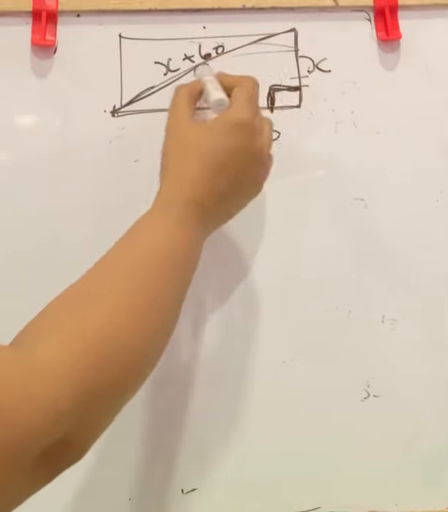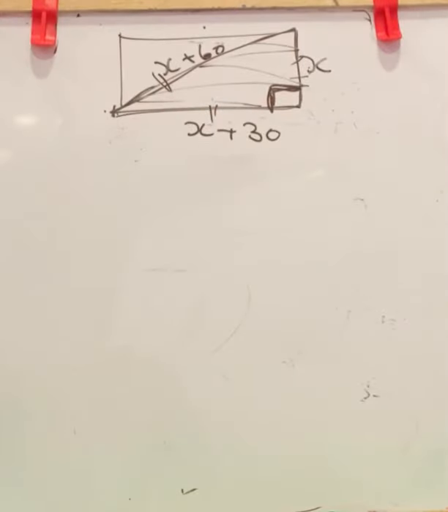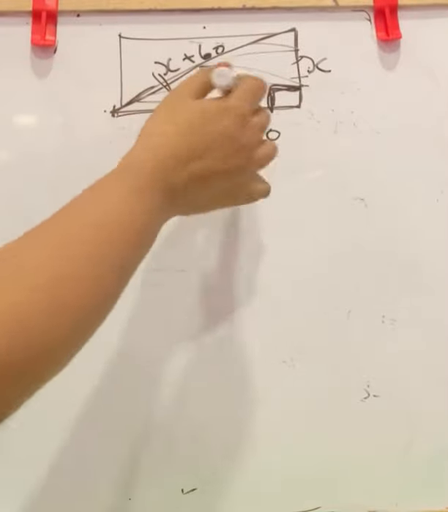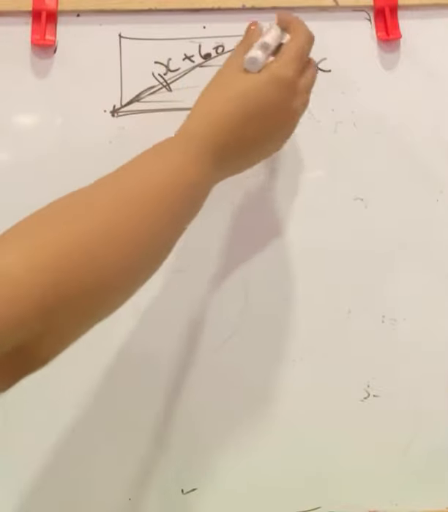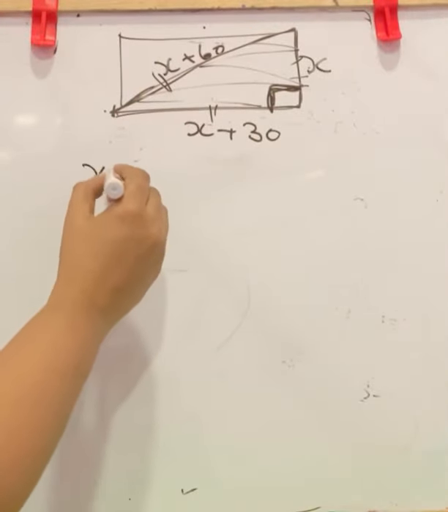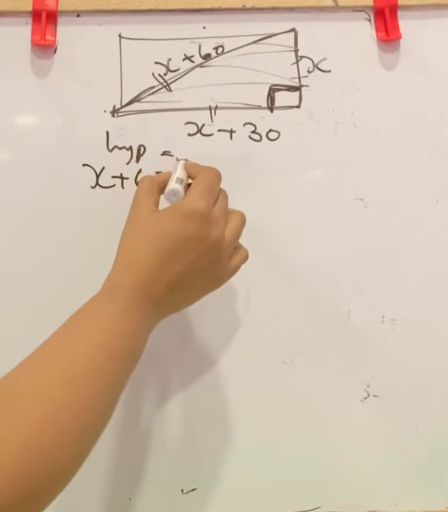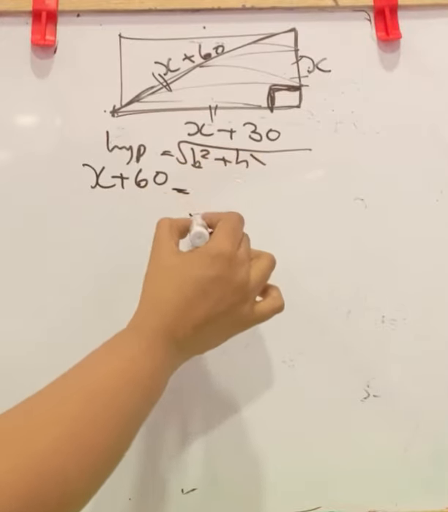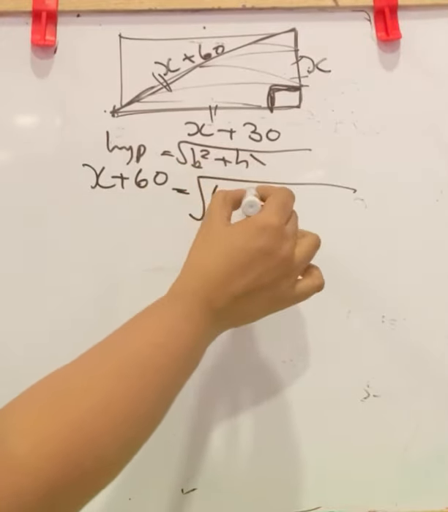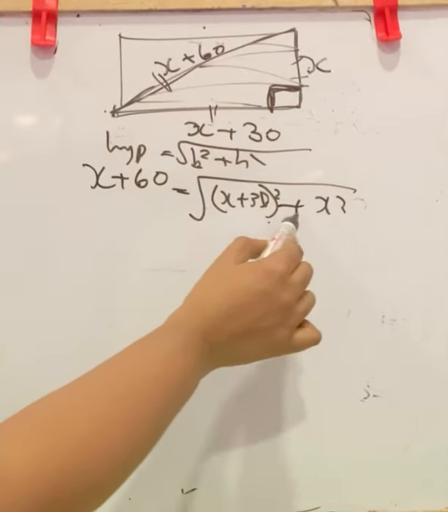Then considering this part as a right triangle, we can say this is the hypotenuse, this is the base and this is the height. We can use Pythagoras theorem. We have a relationship between these three sides. We can say diagonal or hypotenuse, that is x plus 60, equals root of base square plus height square, that is root of (x plus 30) whole square plus x square. This is base square plus height square.